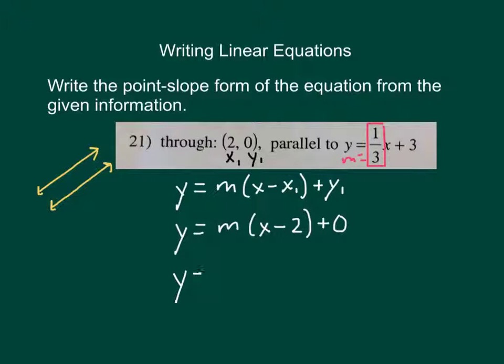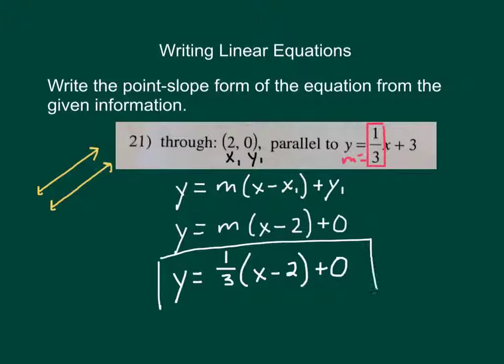y equals, what's our slope? 1/3 times the quantity x minus 2. And you could put a plus 0 at the end. I will, just so you guys can see. Where did you get the minus 2? The minus 2 came from this 2 right here. In point slope form, it's always the opposite of whatever these are. So the x, since this says minus, it's the opposite of that. And this is our answer right here. Questions?